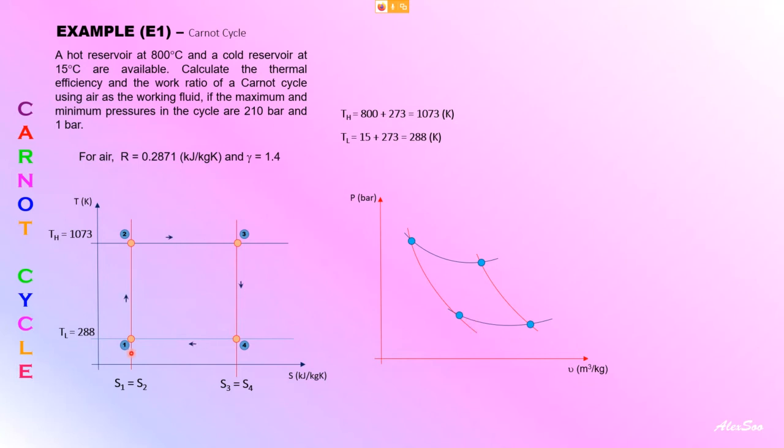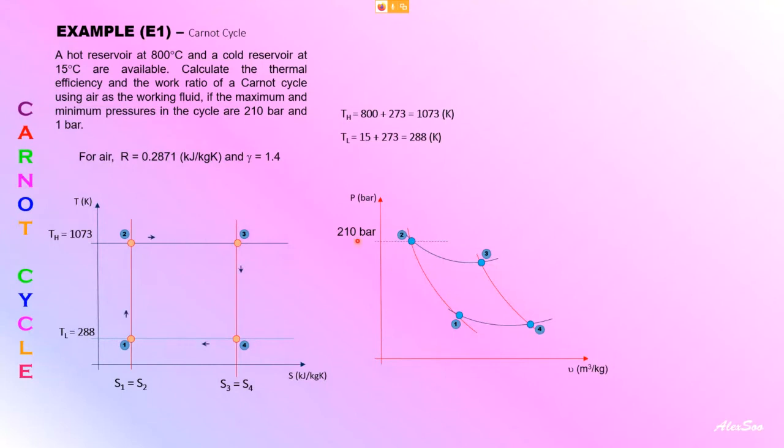As we can see from the TS diagram, after isothermal is isentropic. So after isothermal, you have isentropic. So this should be your point 1 here. So 1, this will be 2, 3, and 4. Point 1, point 2, point 3, and point 4.